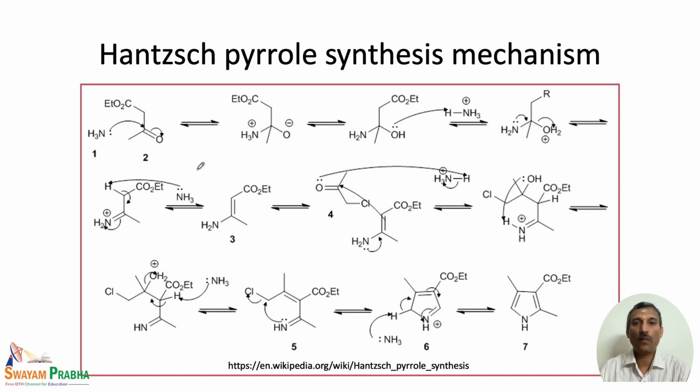The overall mechanism is actually given here, although this looks very lengthy. These reactions are very simple reactions, as you have seen. The carbonyl compound reacts with the base, that is the amino unit, to give the corresponding enamine derivative. This enamine is the crucial one.